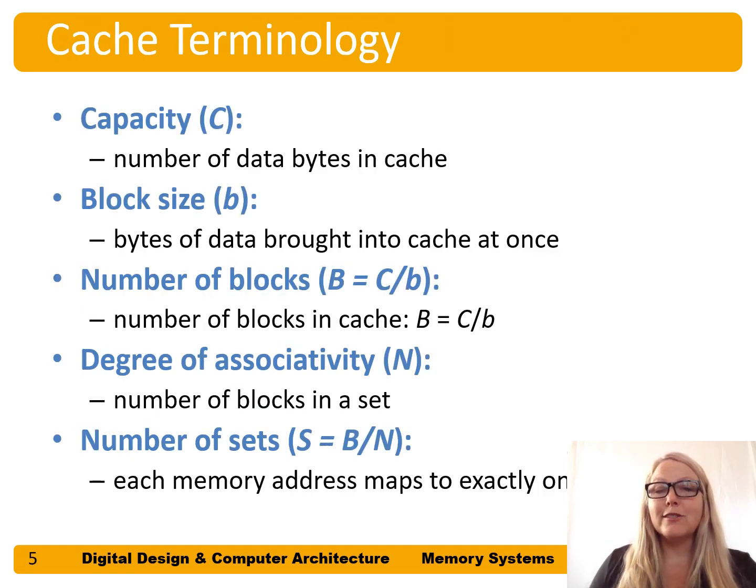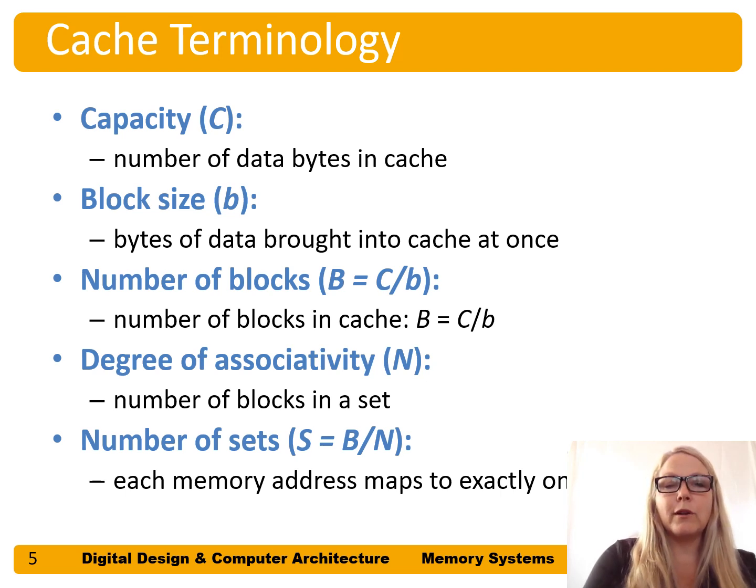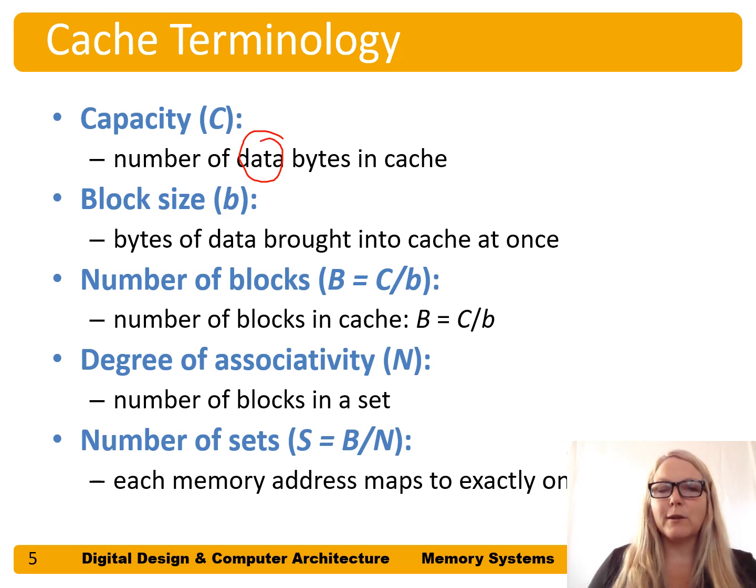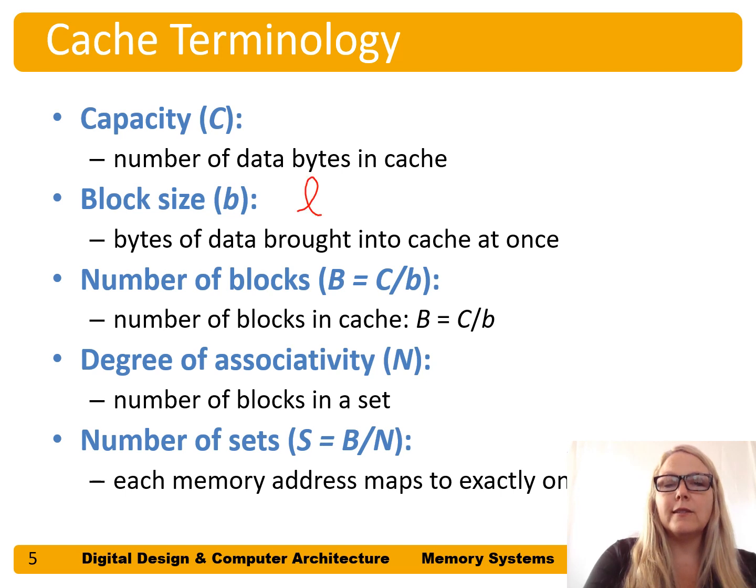So here's some cache terminology, and we'll use this through the rest of the discussion. The capacity of the cache, capital C, is the number of data bytes in the cache. Particularly noteworthy here is that this means the number of data bytes, because we're going to actually be storing some other information in the cache as well, but this is the amount of data that we store in the cache. Block size, lowercase b, is the bytes of data that's brought into the cache at once. You'll also see it referred to as the line size.